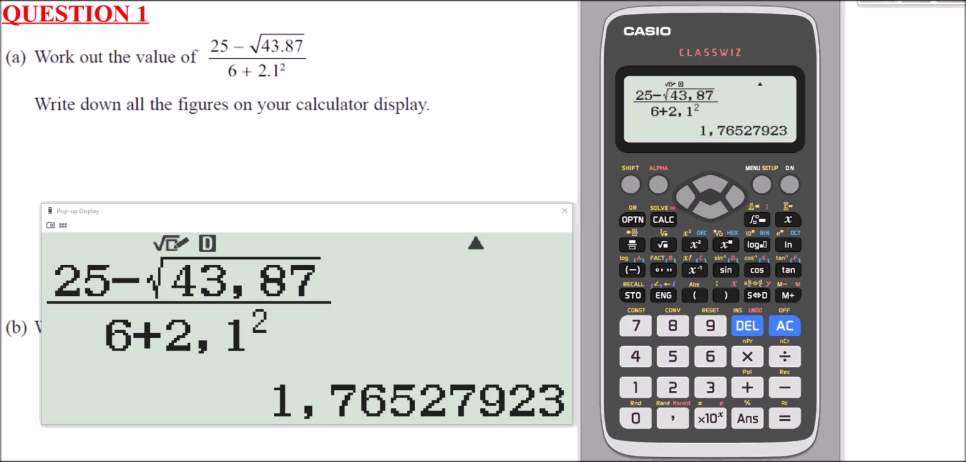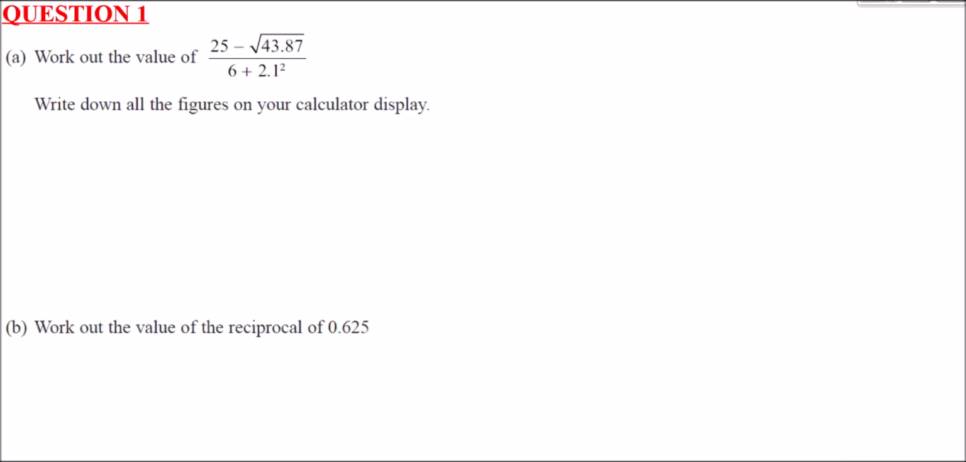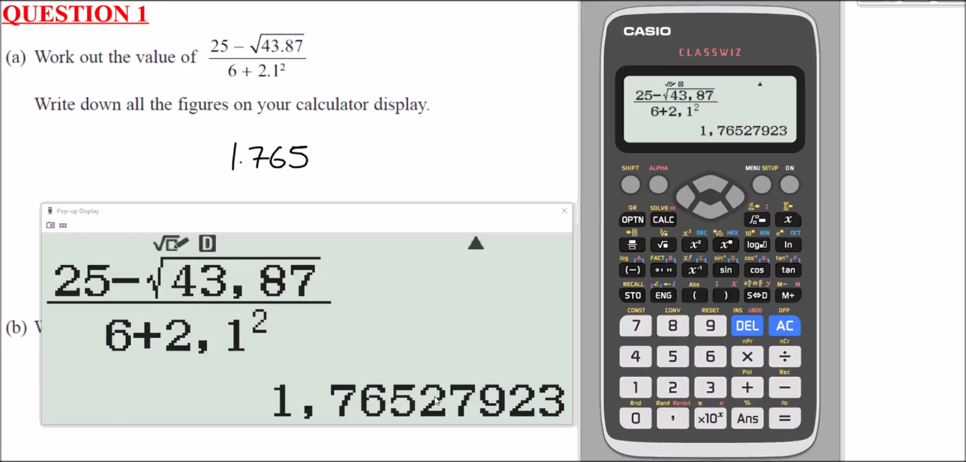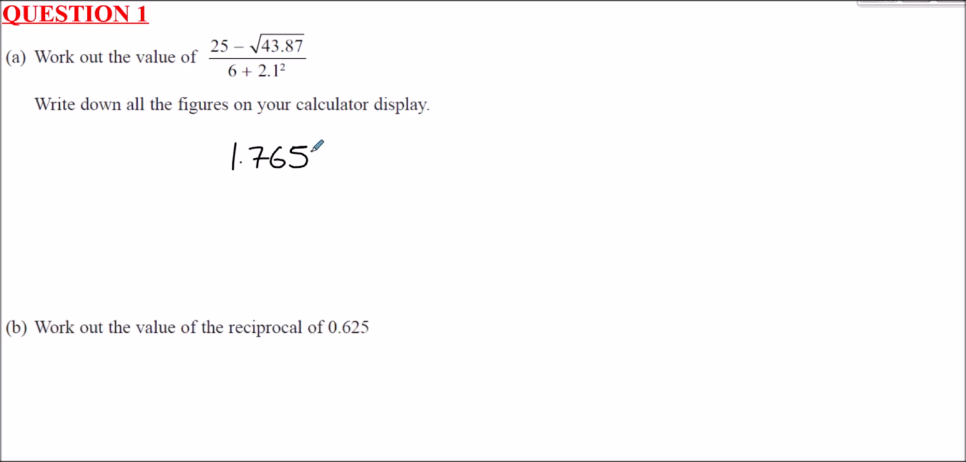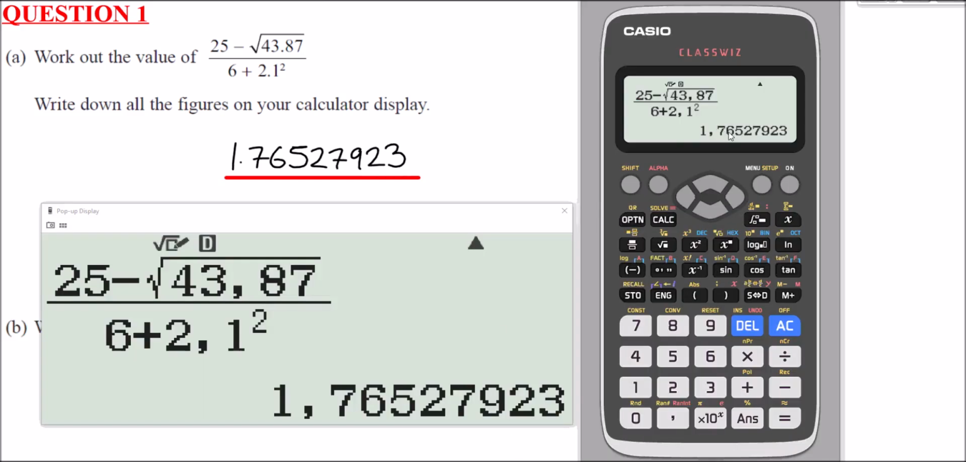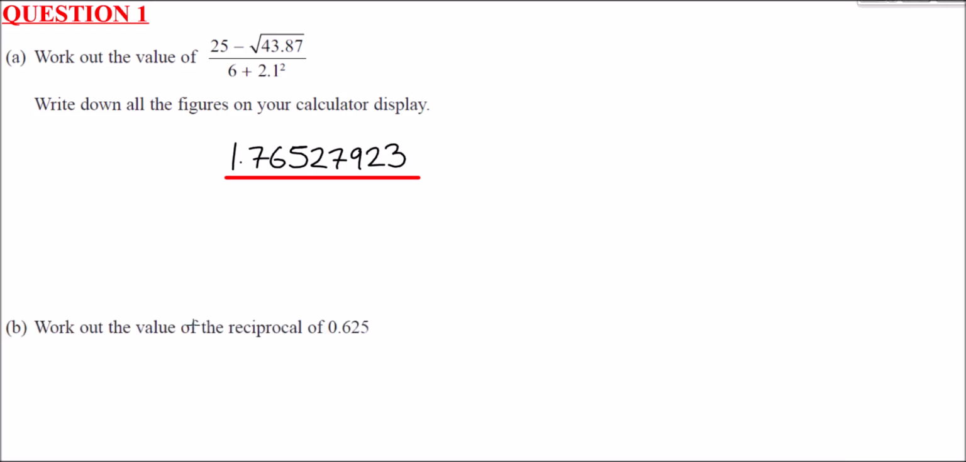1.76527923. So 1.765 and the rest of it, 27923. Just double check I got that right. I'm pretty sure I have. I don't want to have miscopied a number. 765 27923. Bingo.